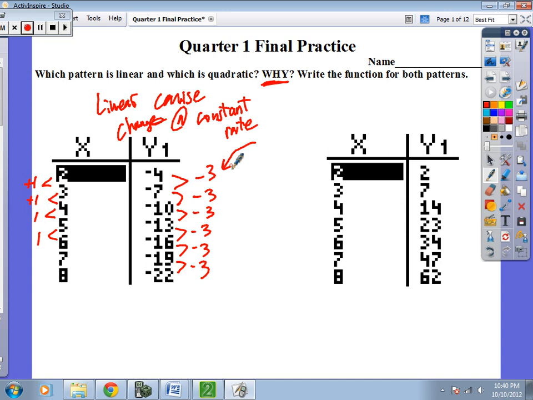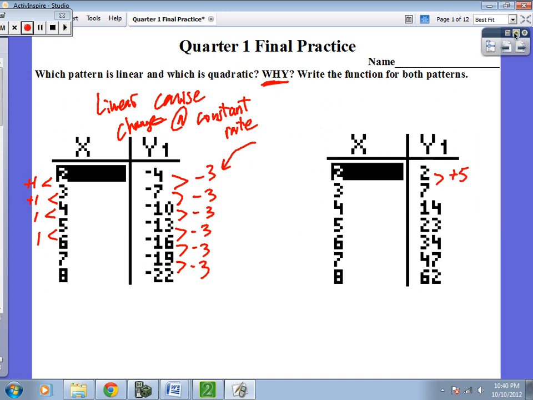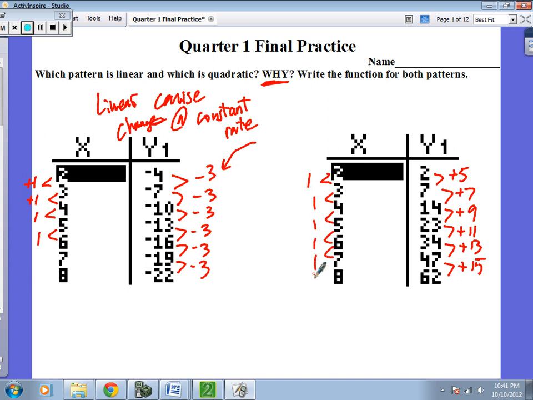This guy over here, 2 to 7, went up 5. 7 to 14 went up 7. 14 to 23, and we're on to a pattern. Up 5, up 7, up 9. You can totally guess. Up 11, up 13, up 15. And over here it looks like same thing. It's going up 1 every time. So this guy is the quadratic right here.